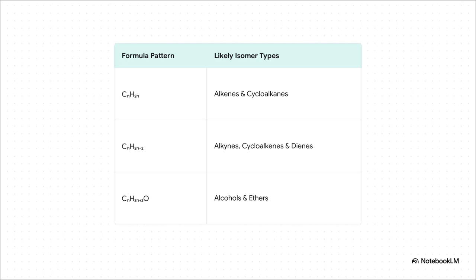Or look at CnH2n+2O. Hey, that's the pattern from our first example, and it's a dead giveaway that you should be looking for both alcohols and ethers.